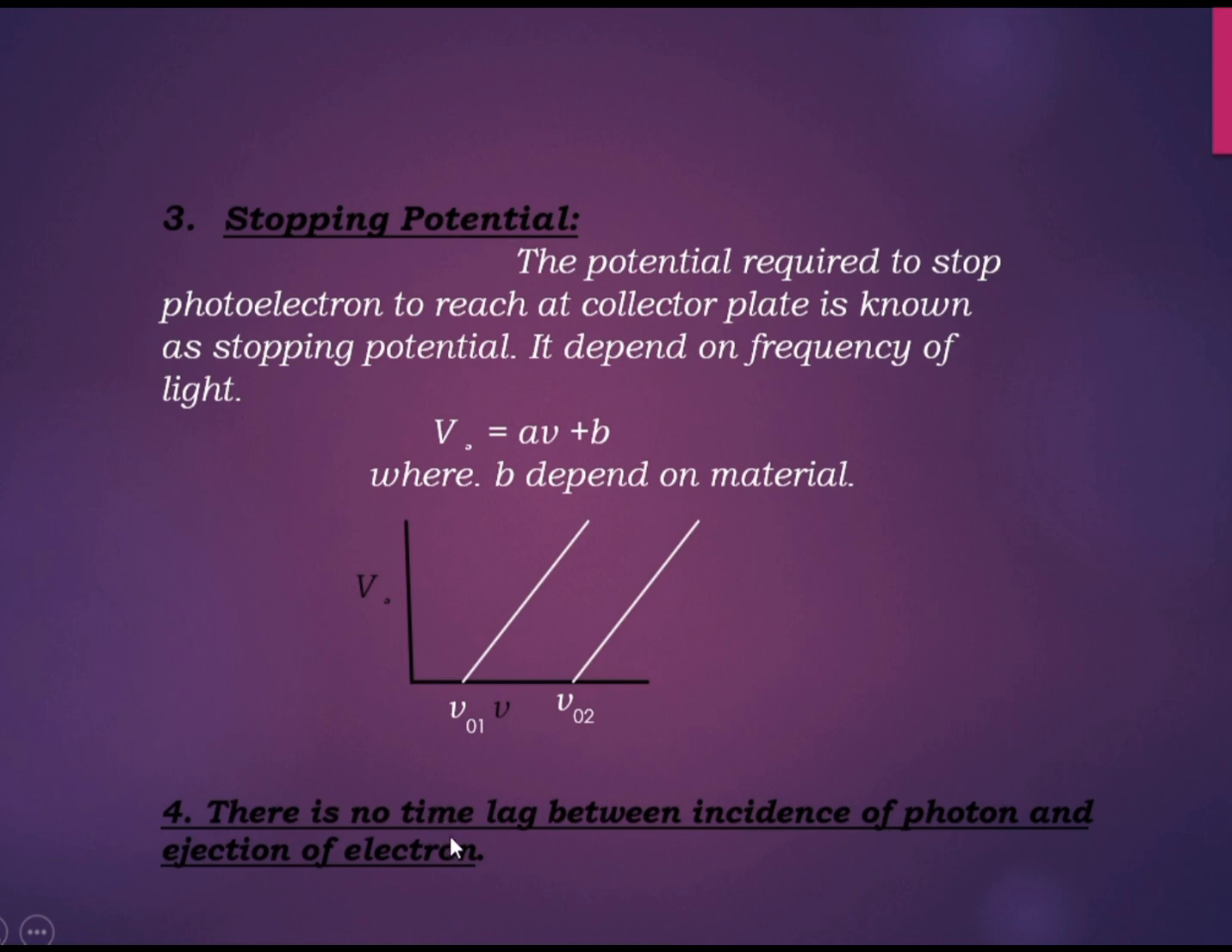When a particle strikes another particle, the effect of their collision occurs at the same time. There is no time lag between them. So since we got this result that there is no time lag between the incidence of photon and ejection of electron, it means this effect can only be explained by using the particle nature of light.